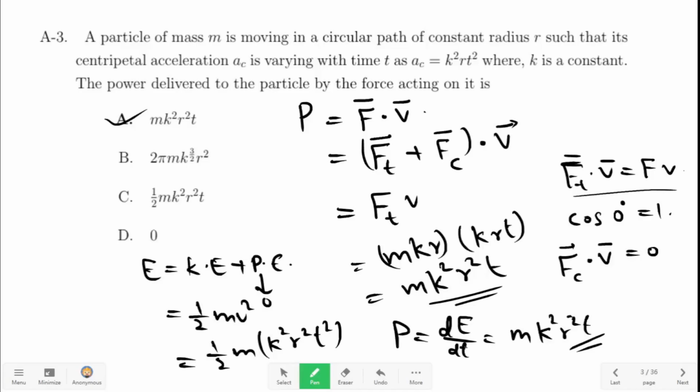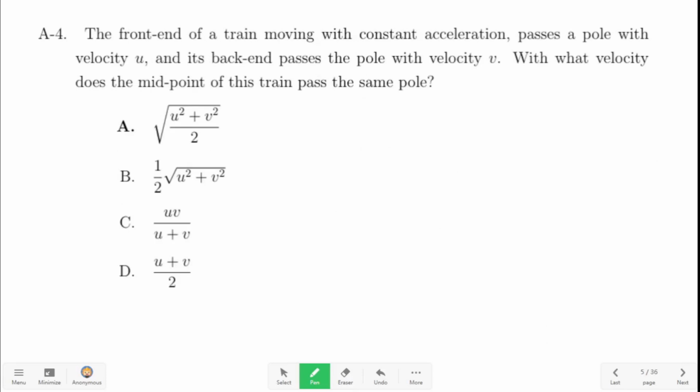Let's see how we can do the third problem. Here we have a train. The train is moving with the constant acceleration, and it passes a pole with the velocity u. So the initial velocity is u. Its back end passes the pole with the velocity v. So the final velocity is v. With what velocity does the midpoint of the train pass the same pole?